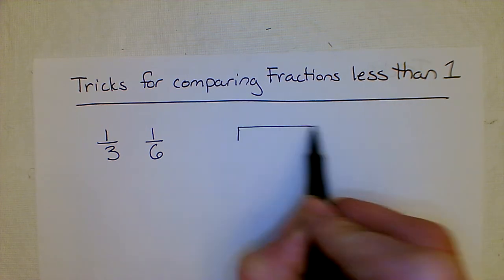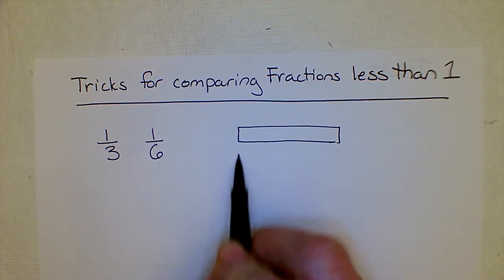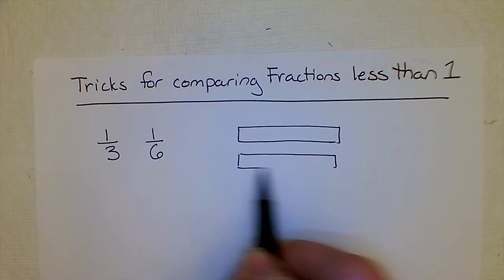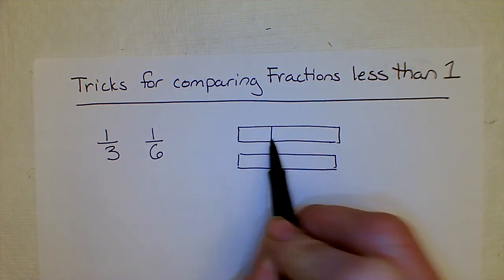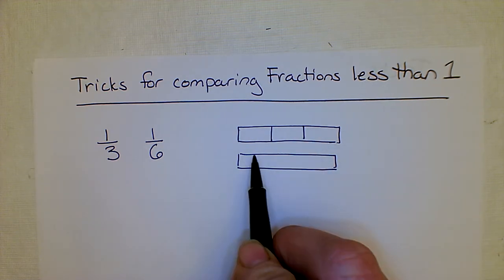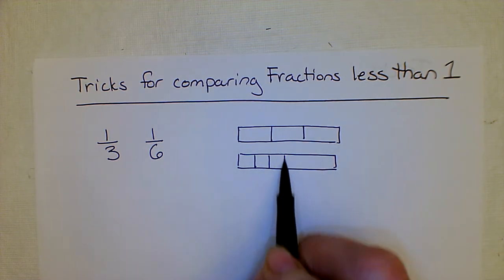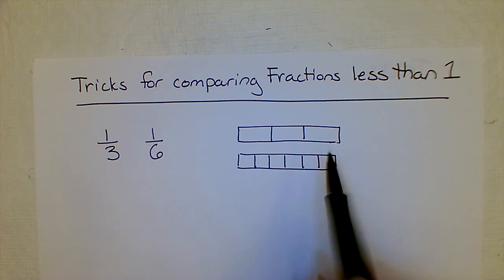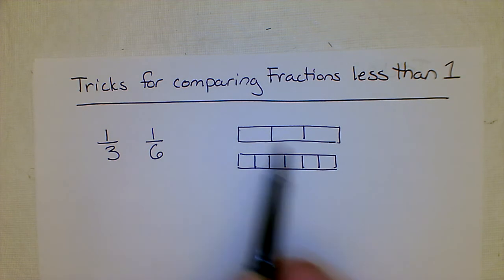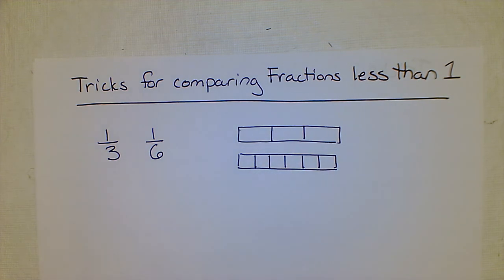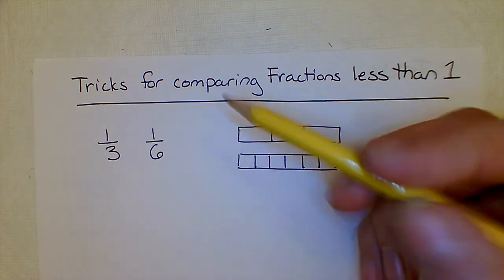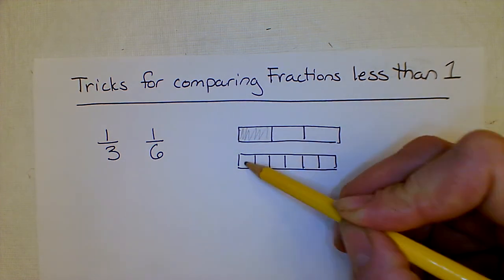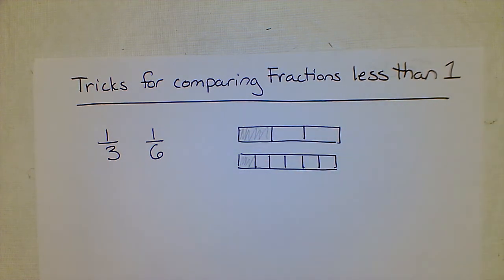Watch this. Here's one whole. Here's one whole. I'm going to cut these pieces up into 3 equal pieces. These, however, are 6 equal pieces. And you can see that these pieces are a lot smaller than these pieces. And if I was going to be shading our fraction, I would grab my pencil, which somehow got really far away from me, and this would be 1/3, and this would be 1/6, and you can see it's a lot less.